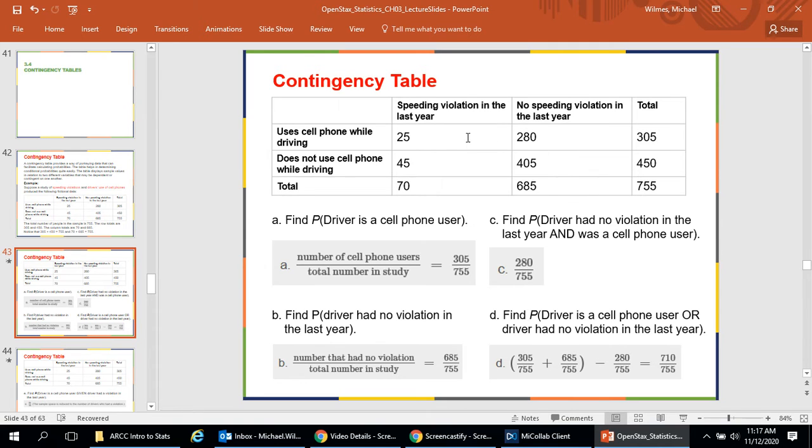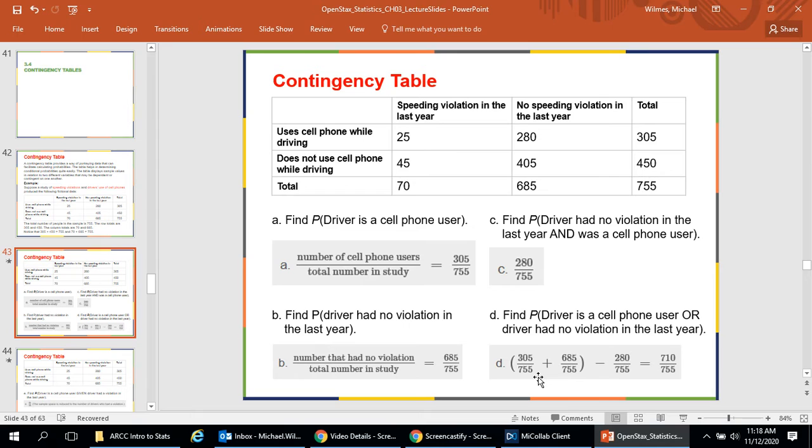But as we look at the first row and the second column, we notice that this 280 is counted twice. We don't want to count those people twice because they are the people that are both. They're just one person. So to do this, you could look at your contingency table, take this 25, this 280, and the 405, add those together and take that out of your total. If you do that, you would get 710 over 755.